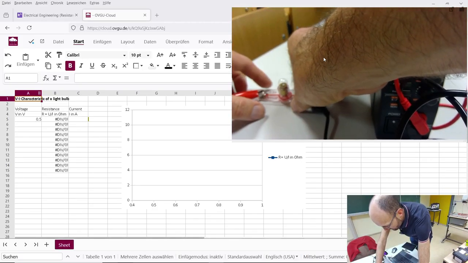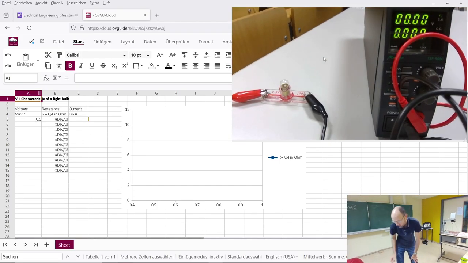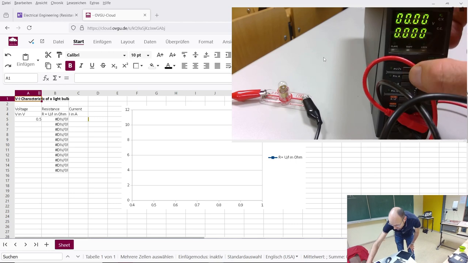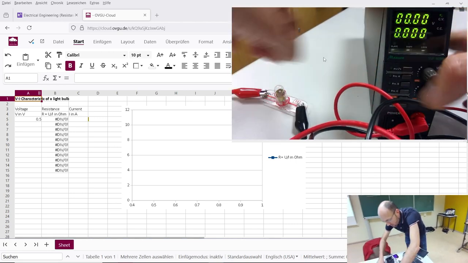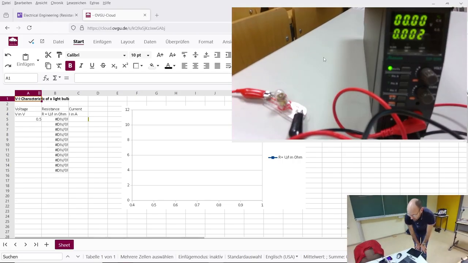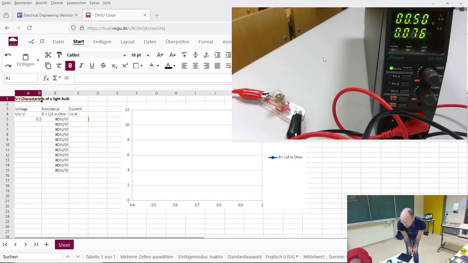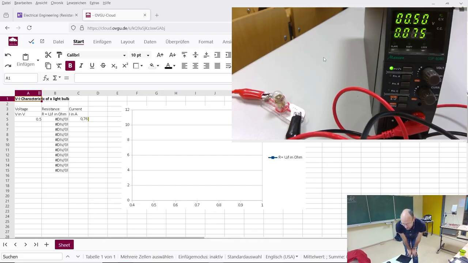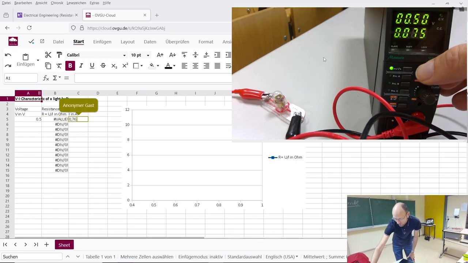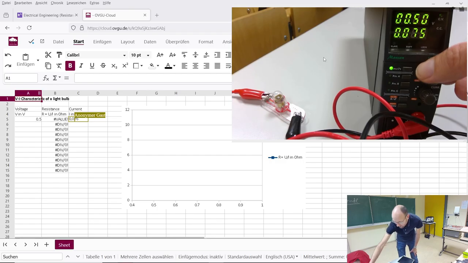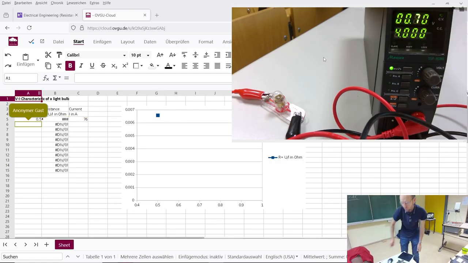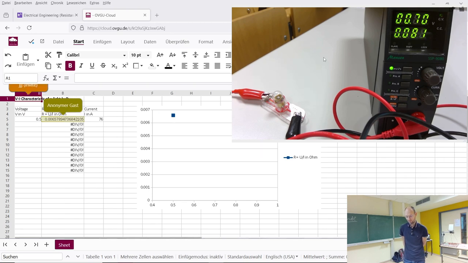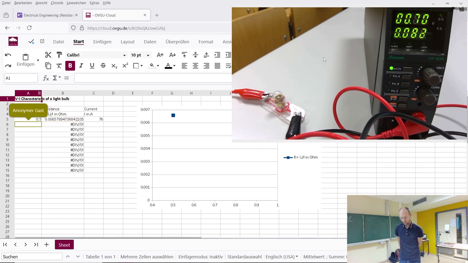I can connect the light bulb here and switch on the lab power supply, and then we have 0.5 volts and 76 milliamperes. There's one zero missing, I think. 0.076. Okay. So I will go up in steps of 20 millivolt, and the resistance value should automatically update.